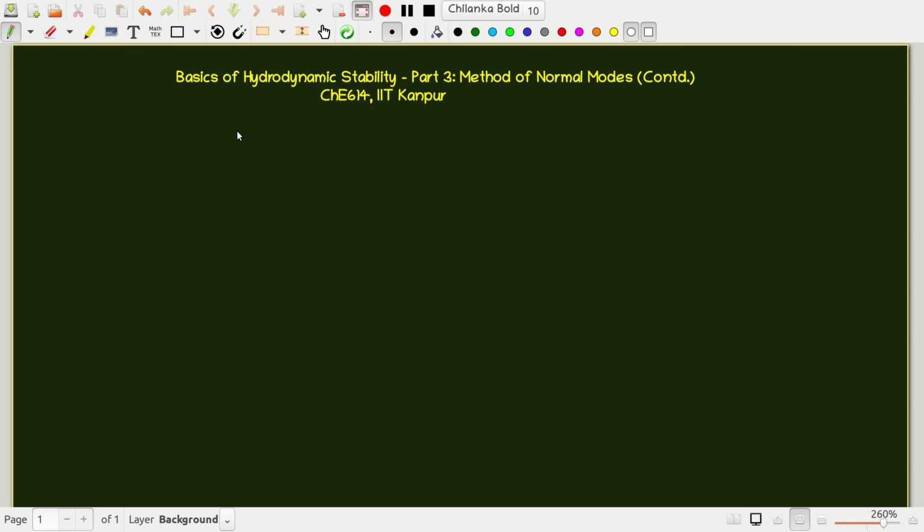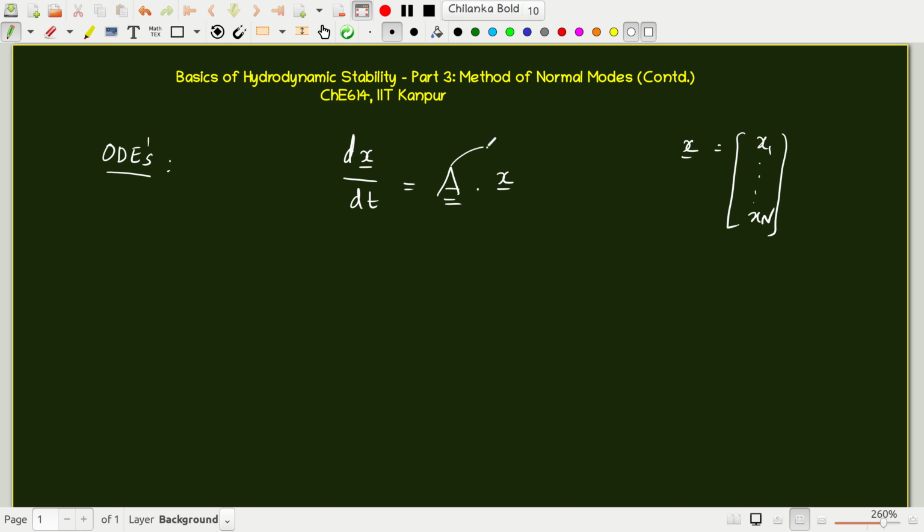Basically, what we are trying to understand is this: in the context of ordinary differential equations, suppose I have a system of linear ordinary differential equations of the following type. A is a matrix with only constant coefficients. It has no x's, where x is an n-dimensional vector x1 to xn.